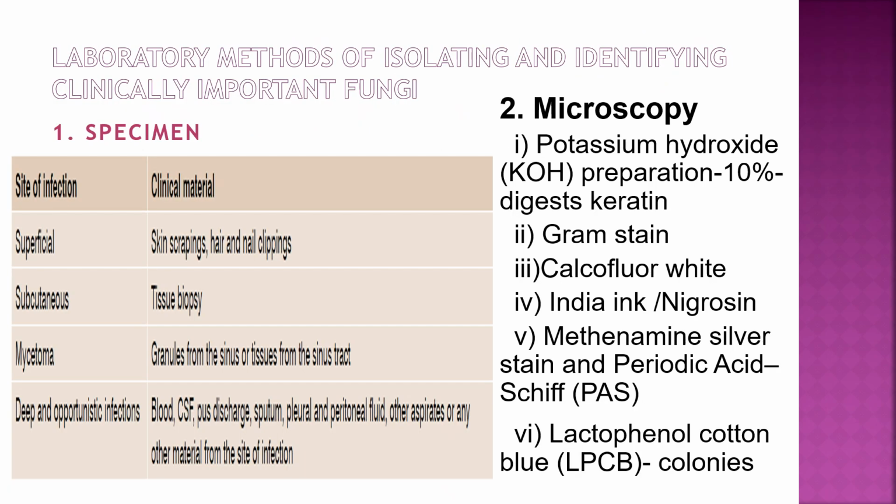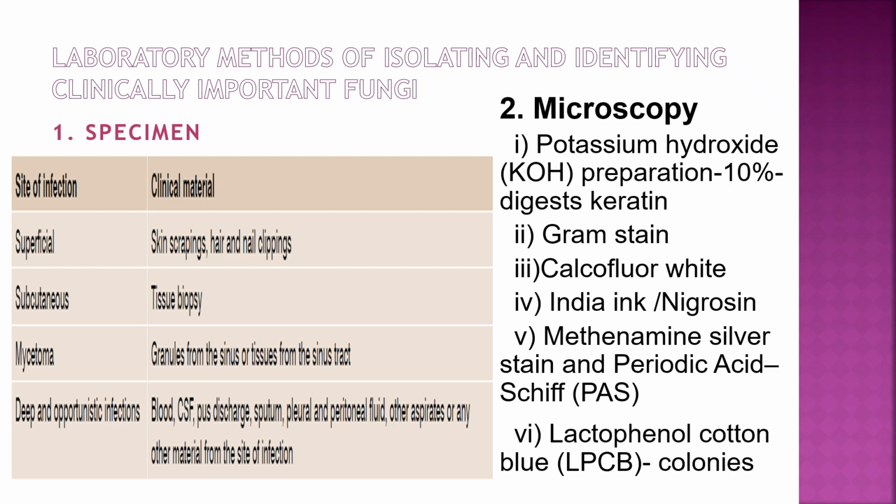First is specimen collection, according to the site. Superficial infection: skin scraping, hair plucked from the root, and nail clippings. Subcutaneous tissue: biopsy; mycetoma: granules from the infection or sinus tract. Deep and opportunistic infection: blood, CSF, pus discharge, sputum and other body fluids and aspirations.